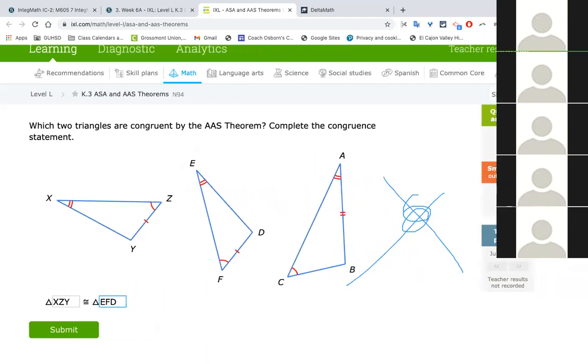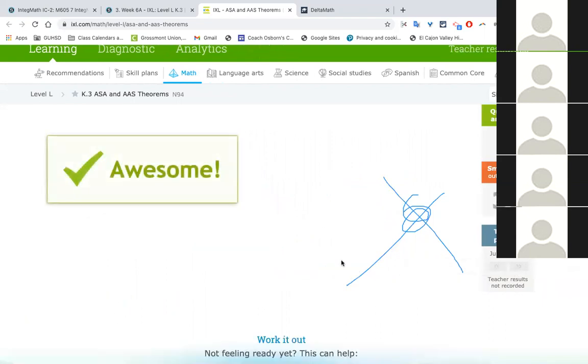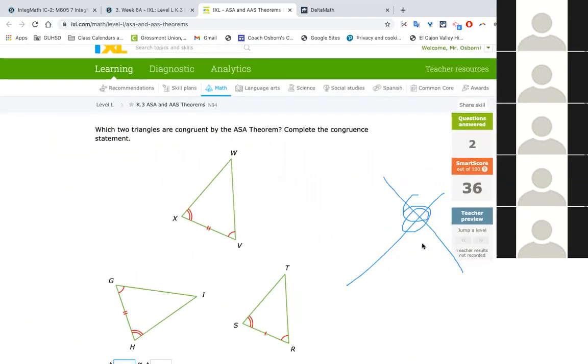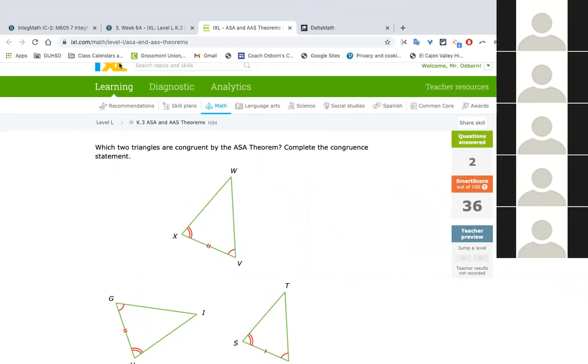So let's go ahead and submit that, and that's pretty much what you're going to see for that whole assignment. That whole assignment, all the problems are the same.